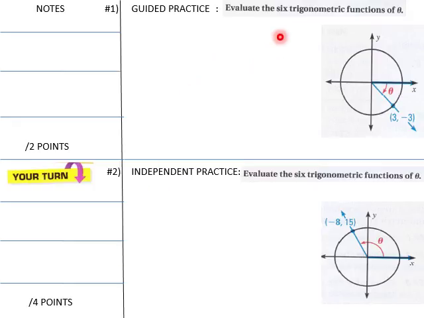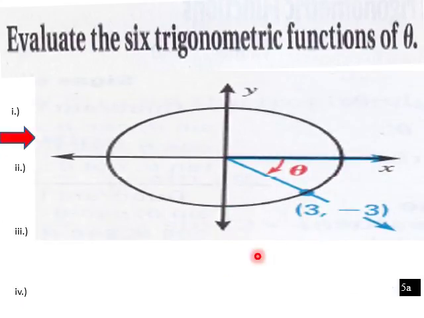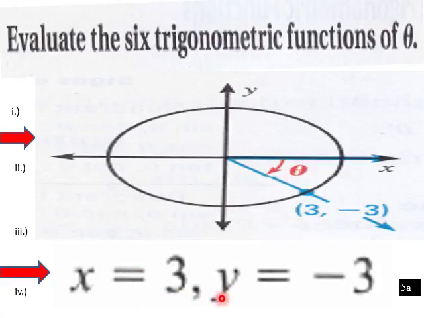Okay, let's do one now. Guided practice. Students, this one's on you. Evaluate the 6 trig functions for this situation right here. There's your point. Practice: evaluate the 6 trig functions. Here's our point on our unit circle. Here's theta. X equals 3, y equals negative 3.